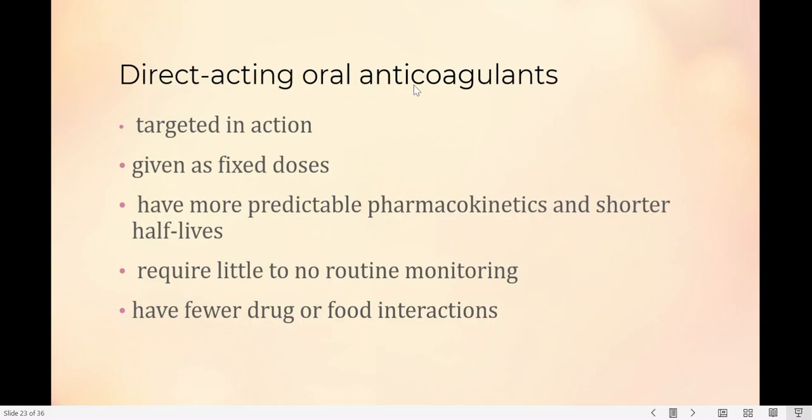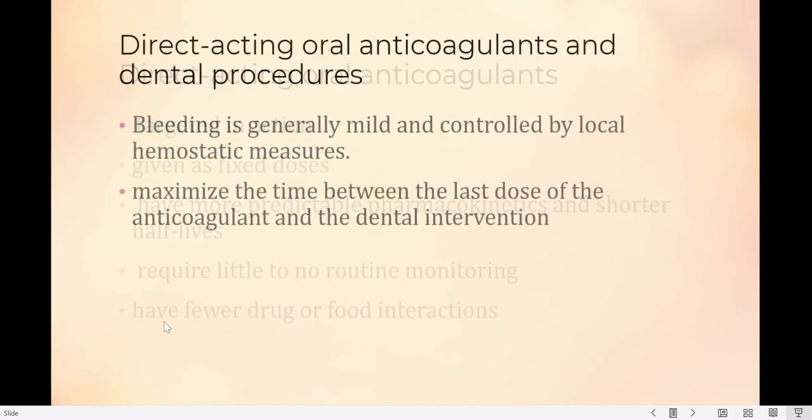These may probably have better treatment outcomes in certain patients than warfarin, because they are targeted in action, they are given as fixed doses, they have more predictable pharmacokinetics and shorter half-lives, they require little or no routine monitoring, and they have fewer drug or food interactions.